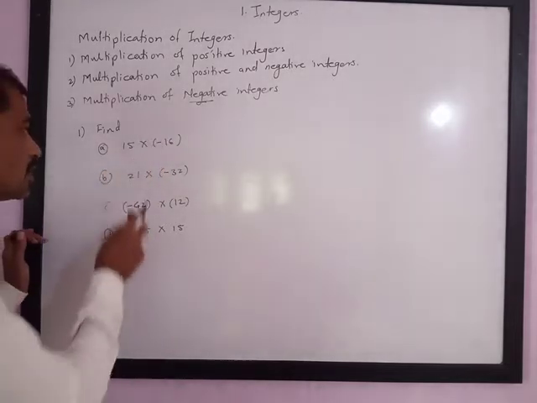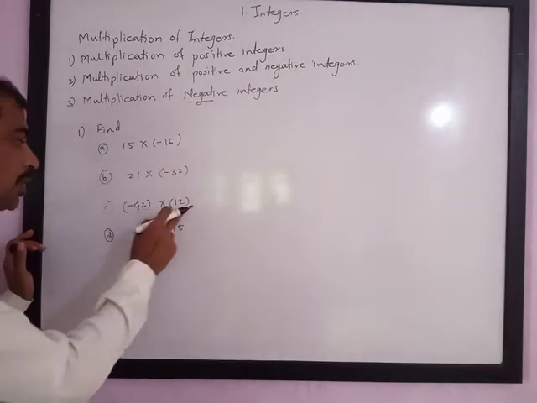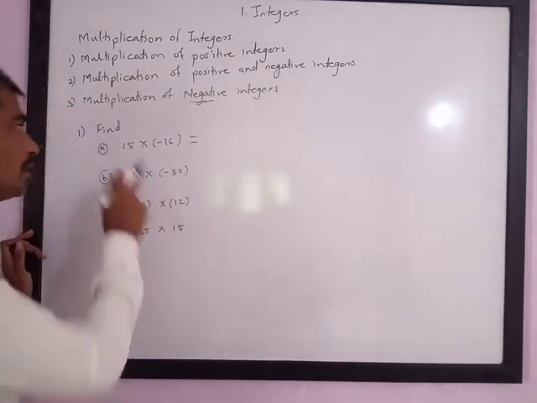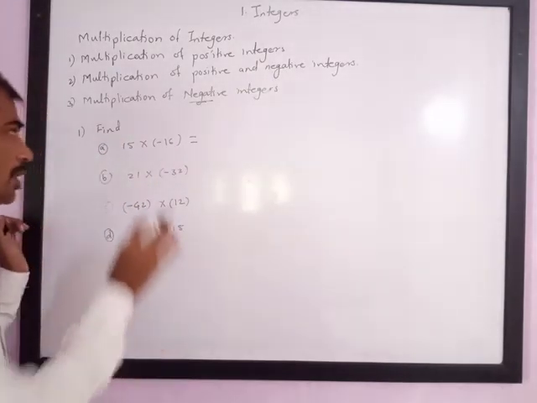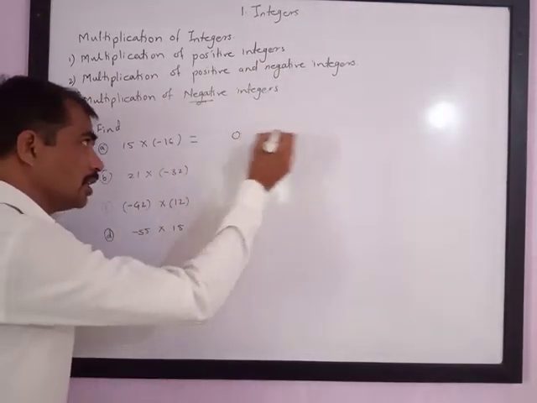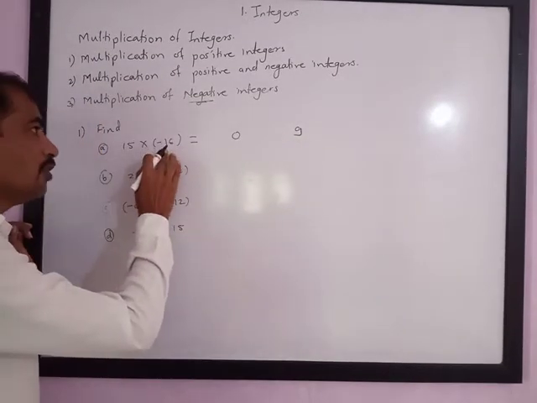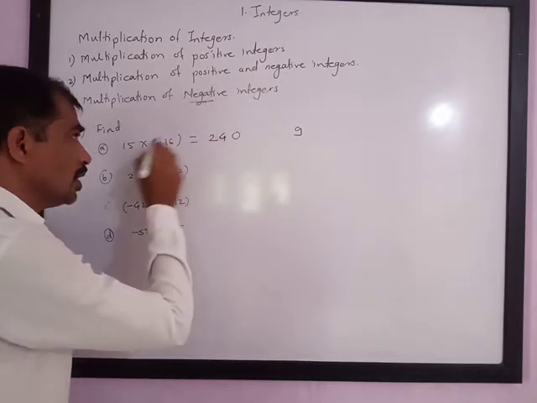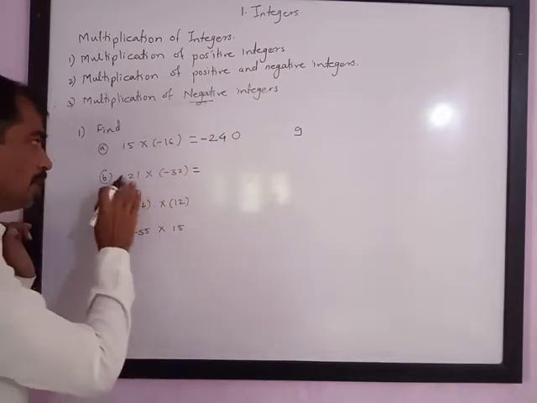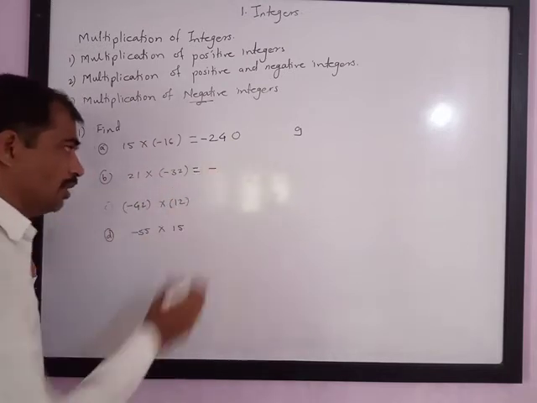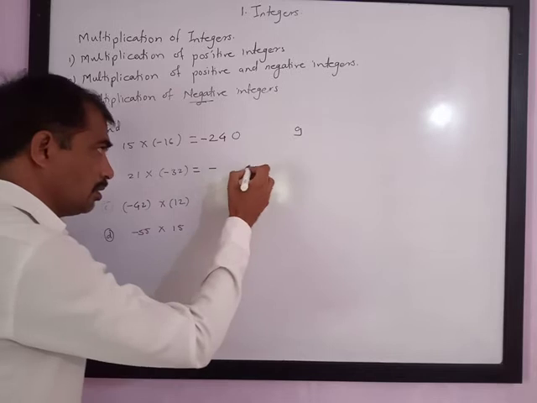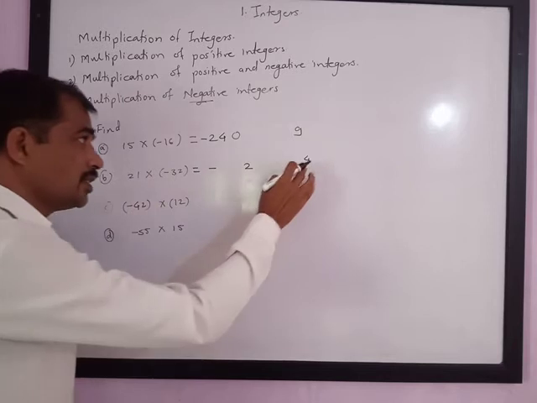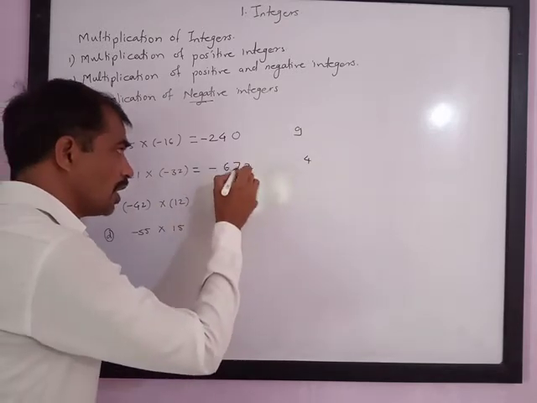Find 15 into negative 16, 21 into negative 32, negative 42 into 12, negative 55 into 15. So this is equal to, understand, 15 sixes are, we have to multiply whole numbers. So 15 sixes are 90, 9 carries, 15 ones are 15, plus 9 is 24. Give the sign negative. Then next, one integer negative, one integer positive, so the sign will be negative. 21 2s are 42, 4 carries. 21 3s are 63, 63 plus 4, 67.